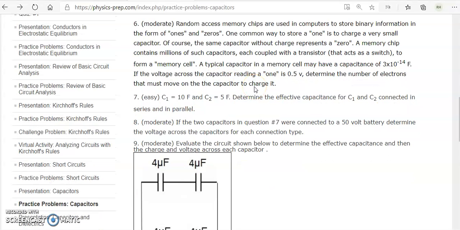So here you can see there is some reading bit. Random access memory chips are used in computers to store binary information in the forms of ones and zeros. One common way to store a 1 is to charge a very small capacitor. Of course, the same capacitor without charge represents a 0.